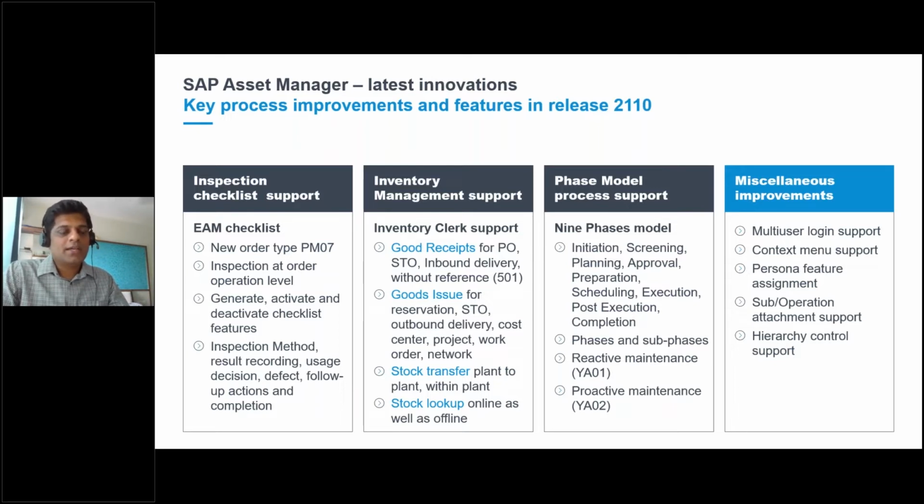Starting with the inspection checklist. This is a new business process, similar to your preventive or corrective maintenance, with the new order type PM07 in S/4HANA 2021 in the backend, and SAP Asset Manager supports it, where your planner can now generate an inspection at the work order operation level. Your planner can further generate it at the equipment level, manually or automatically, and they can record the results, usage decisions or any follow-up actions. We are going to see this particular process in detail in our system demo.